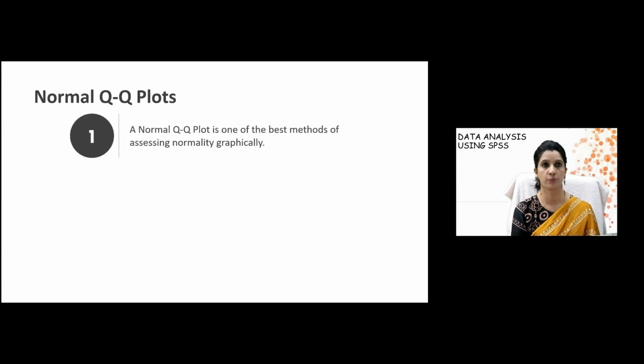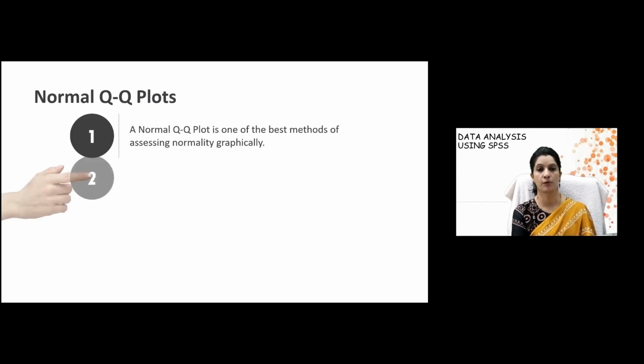Then coming to the QQ plot. The full form is quantile plot. It is one of the best methods to assess normality graphically. Basically we will be using Shapiro-Wilk and the QQ plot for all our sessions for the assessment of normality. Since the demo sheet I will be showing has a sample size of 193, which is more than 50, I will be using the subjective way, that is the QQ plot, for the assessment of normality.